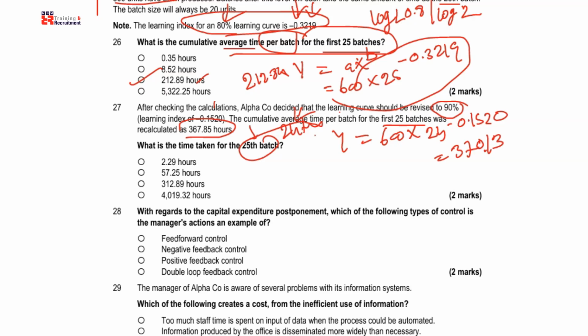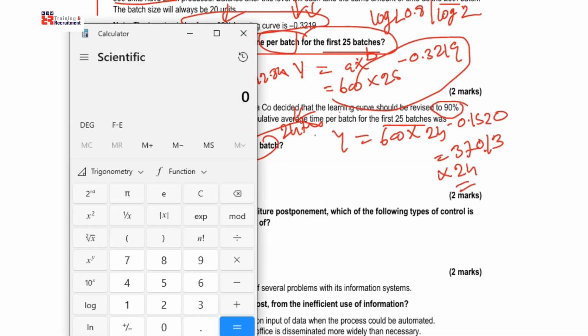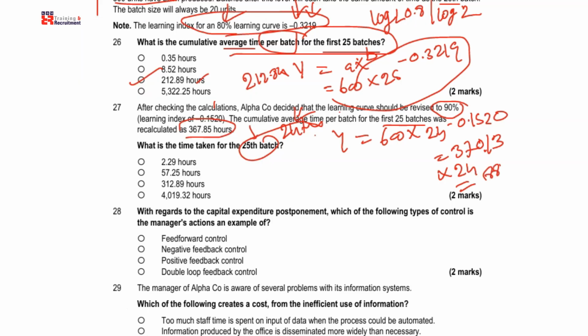If you multiply this by 24, you get the total value for the 24 batches. I did it on my calculator, the physical one, times 24. It gives me 8883.21.